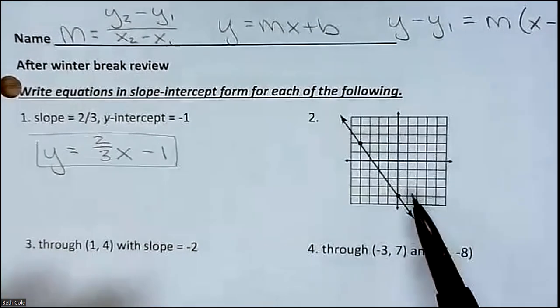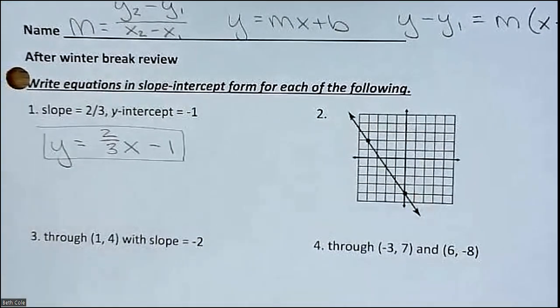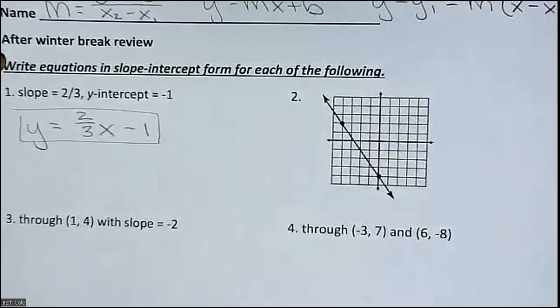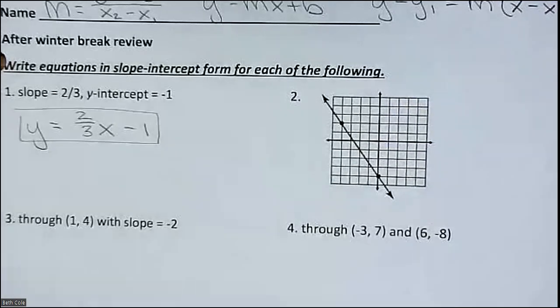This one's the same thing. You just are given a graph instead of the information being written out. So the first thing we got to find is the slope. It is going to be a negative slope. How do I know that? Why is the slope negative? Because it's going down, right?